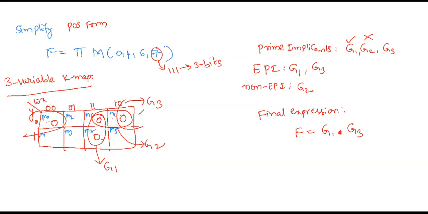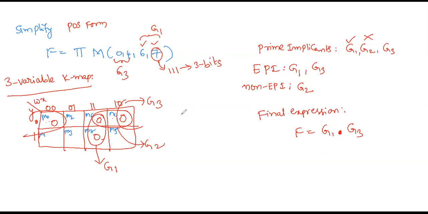Now check whether these essential prime implicants are covering the max terms in the given function. G1 is covering M6 and M7. G3 is covering M4 and M0. So these two essential prime implicants cover all the max terms. So this is our final expression.